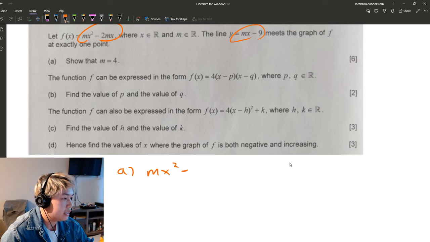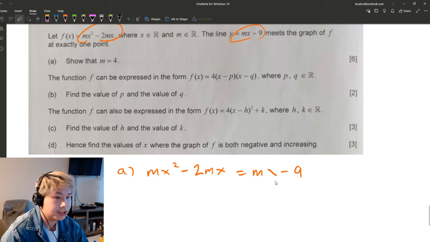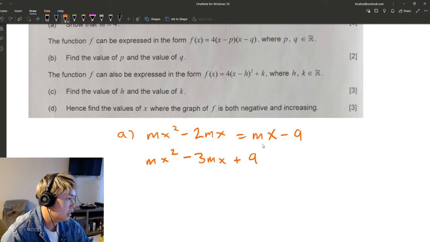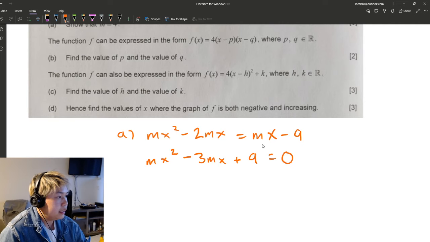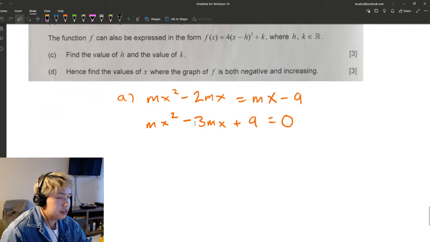mx squared minus 2 m of x, or m times x, is equal to mx minus 9. Okay, so this needs to only have one solution. So what we can do is rearrange it as a quadratic equaling 0. So I'm going to move everything over to the right side. So I'm going to have minus 3mx plus 9 equals 0. Now, if I want this to have exactly one solution, then this is a quadratic of x.